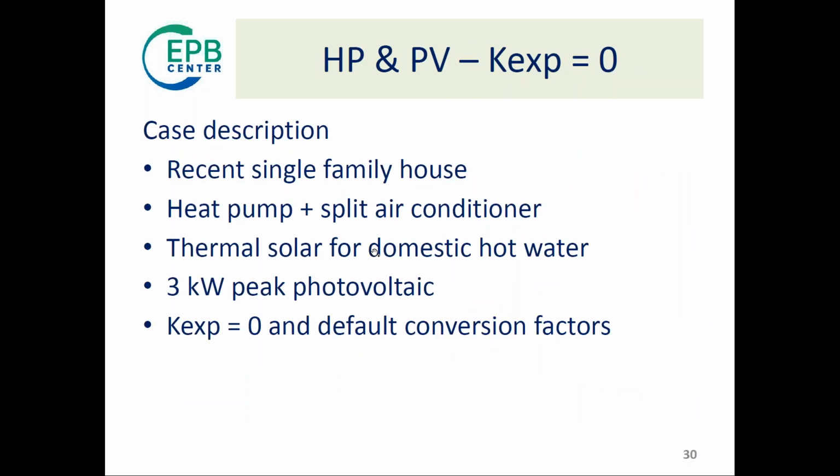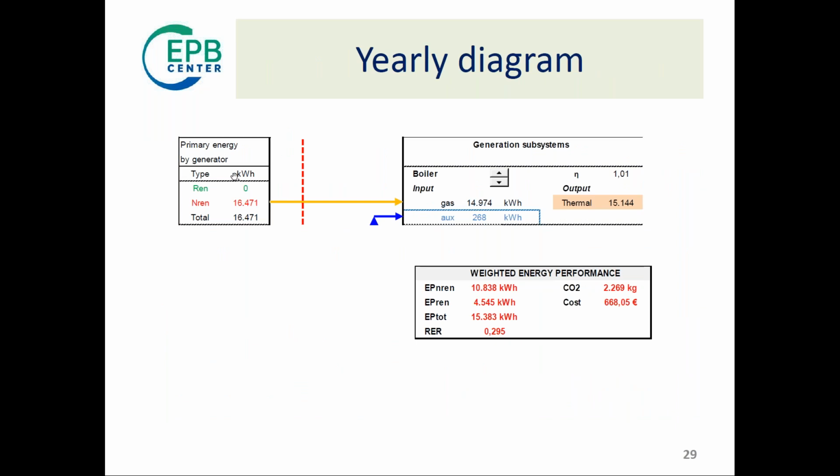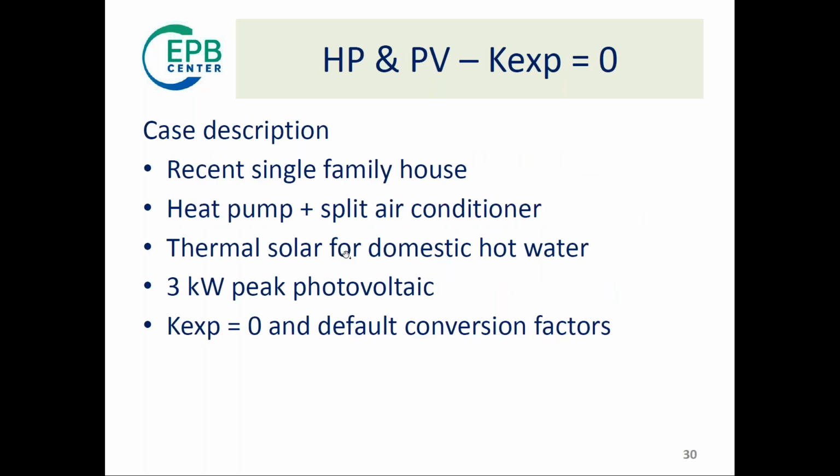So in the yearly diagram, that's just to show what I told you already. You see here the value for the gas, the kilowatt-hour gas input to your boiler. Here you have the corresponding primary energy, and you see that the weighted performance is lower than the gas alone. Why? Because we compensated in summer. This is the effect of K exported equal 1.